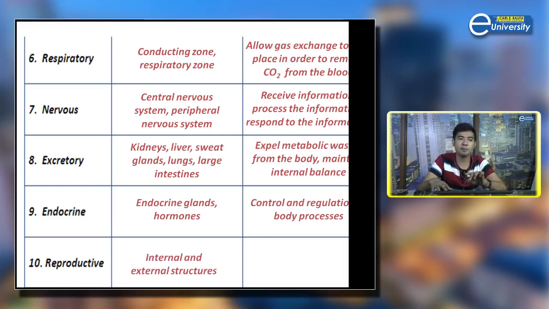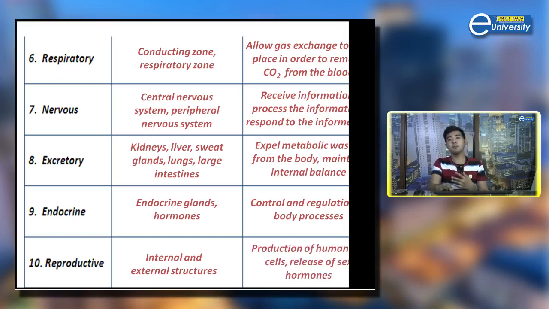And of course, lastly, the reproductive system. It is composed of the internal and external structures of the male and female reproductive system. The main function is for the production of human sex cells, the release of hormones, and of course, for the perpetuation of life.